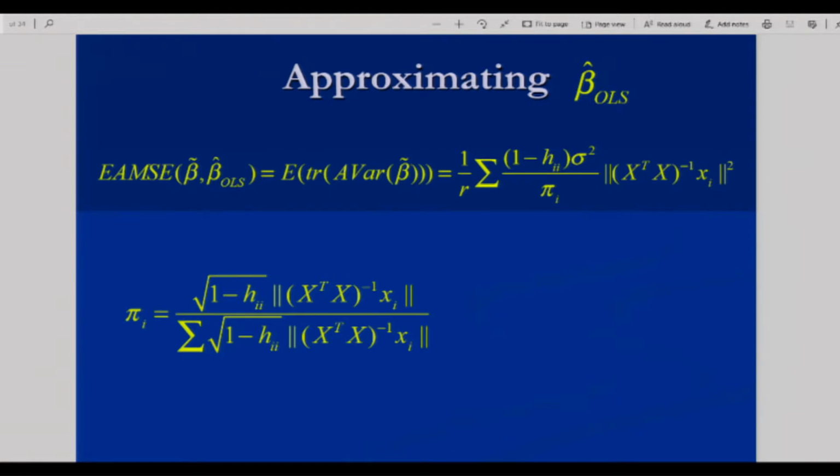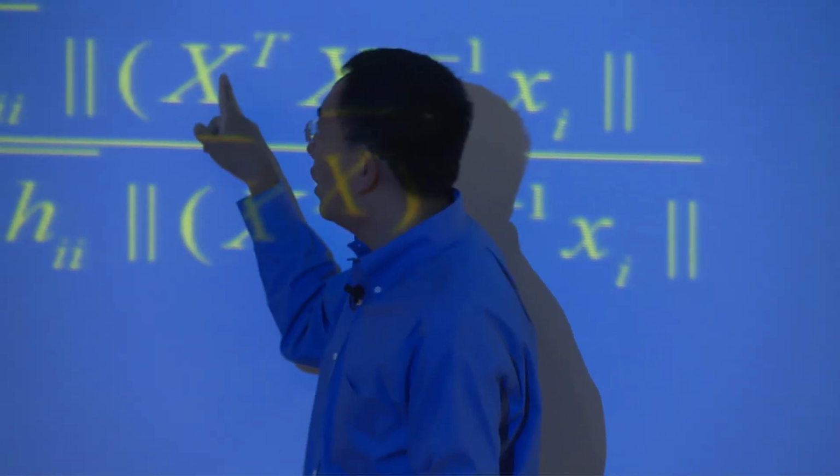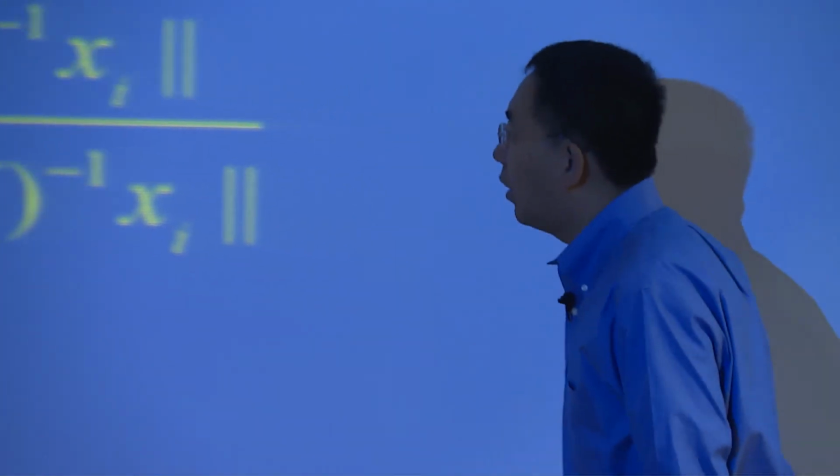It's very surprising. The sampling probability is proportional to the square root of 1 minus HII. So if HII is higher, we actually get a lower probability. But the intuition of this whole expression is that this is compensated by the weighted predictor length, by this part. So if this is lower, this will be higher. This is for the purpose of approximating the full sample OLS coefficients.